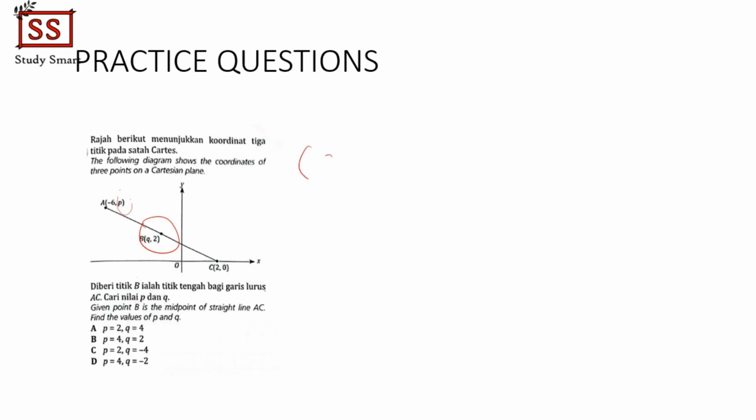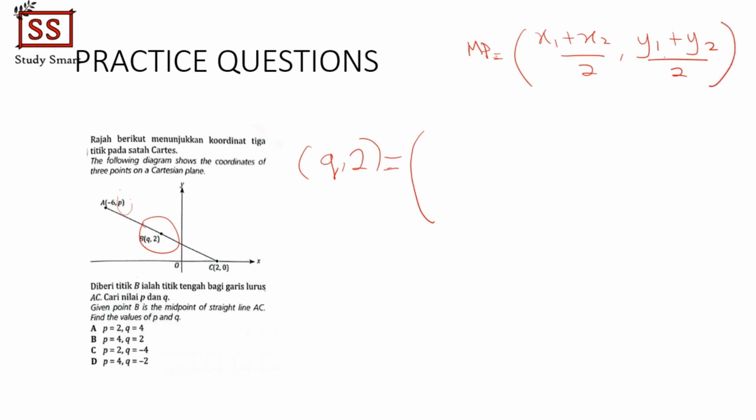So for the midpoint, the answer is (Q, 2) equals to, okay, then write our formula. Our formula for midpoint is, okay, I write it again over here so that it's easy for you guys to refer back. (X1 plus X2) divided by 2, (Y1 plus Y2) divided by 2. Okay, this is the formula for midpoint. Now let's substitute. X1 negative 6 plus X2 is this one, 2, divided by 2. Y1 is P, I don't know the value of Y1, plus Y2 is 0, divided by 2.